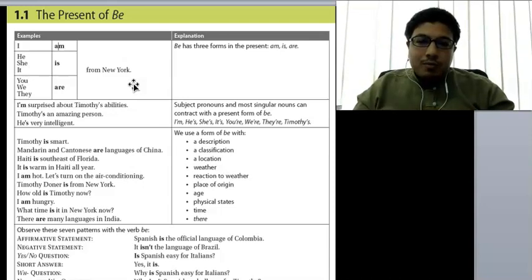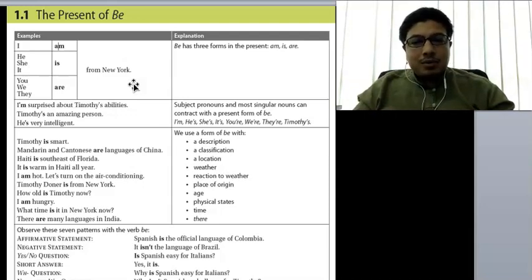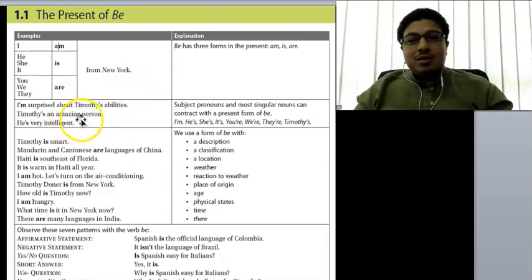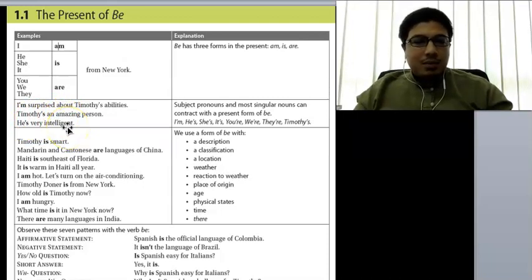When we are using be verb, we can also make it short. For example, when you say I am surprised, in writing you can put it as I apostrophe m surprised. So I'm surprised. You make it short. The same goes for is and are. If you take a look at the second sentence here, Timothy is an amazing person. You make it short: Timothy apostrophe s an amazing person. He is very intelligent, he apostrophe s. That is short for he is.